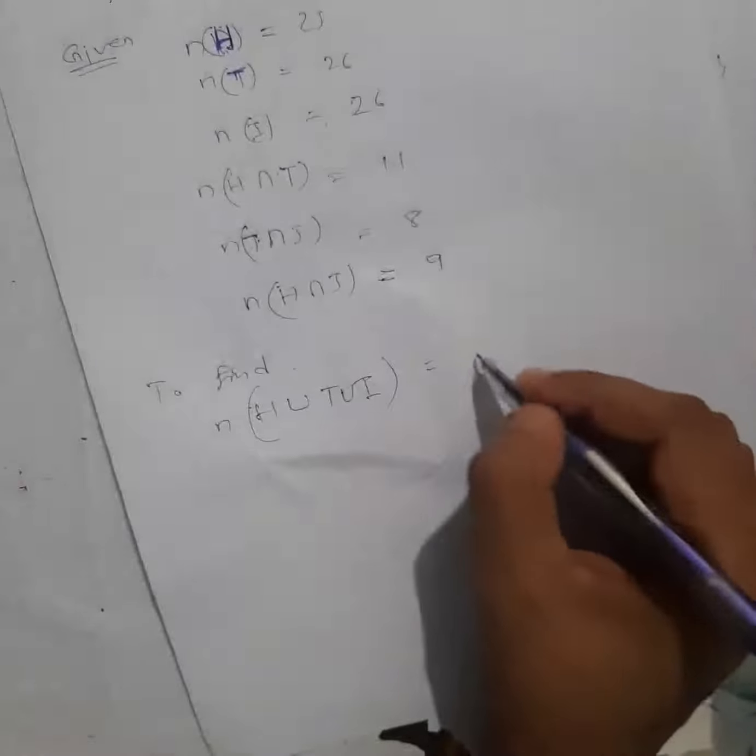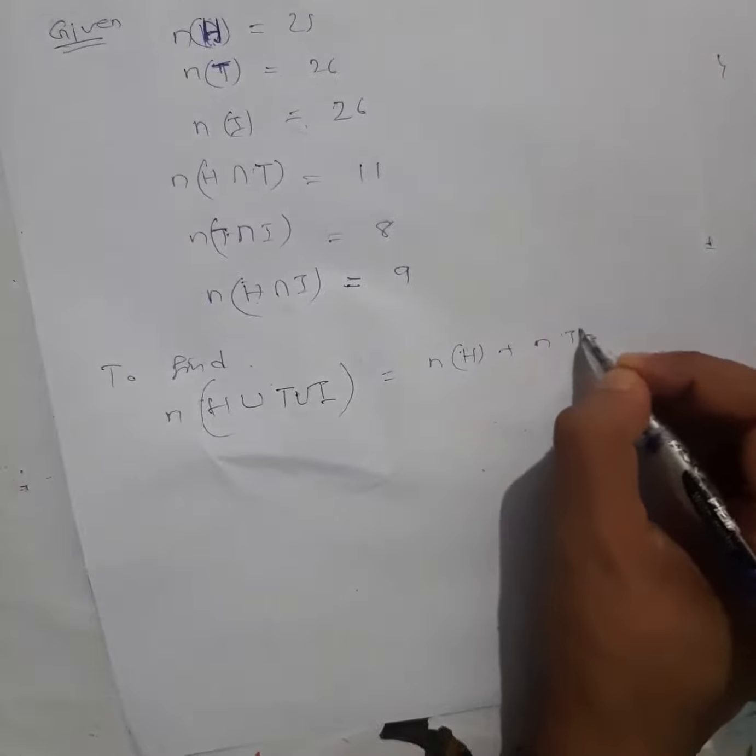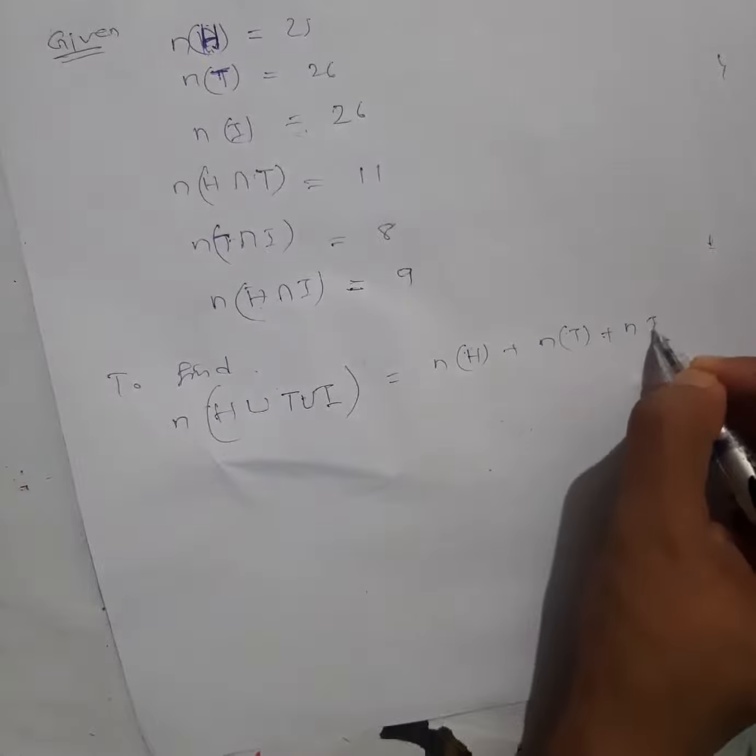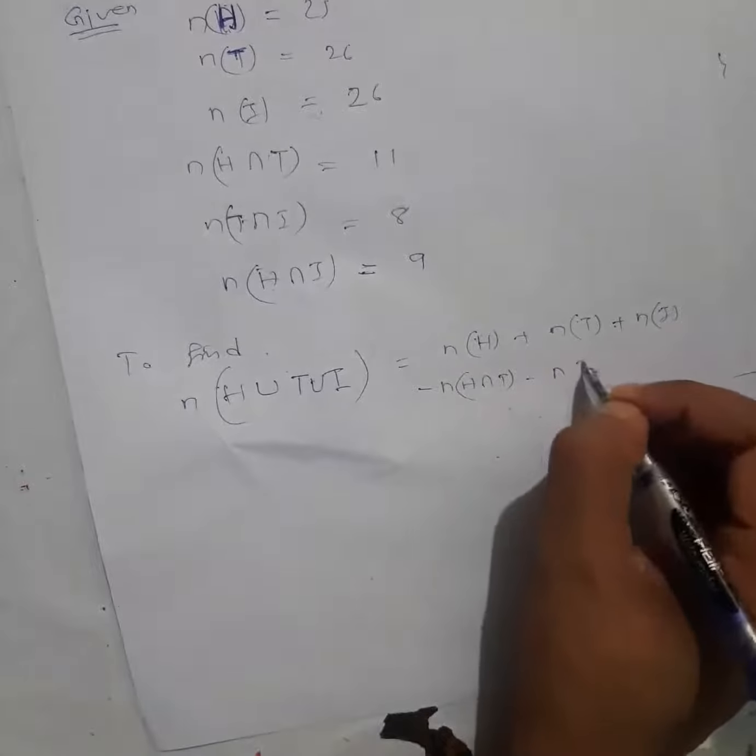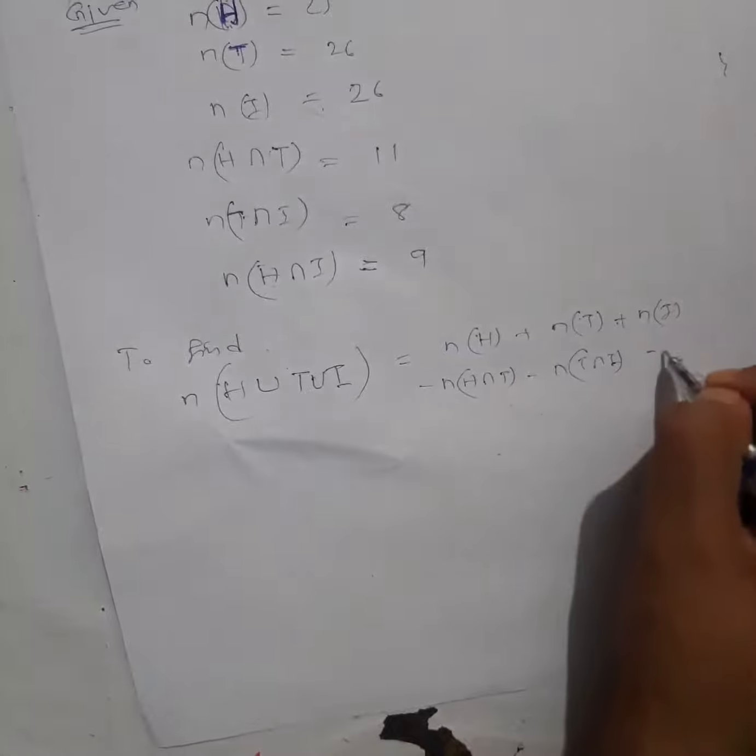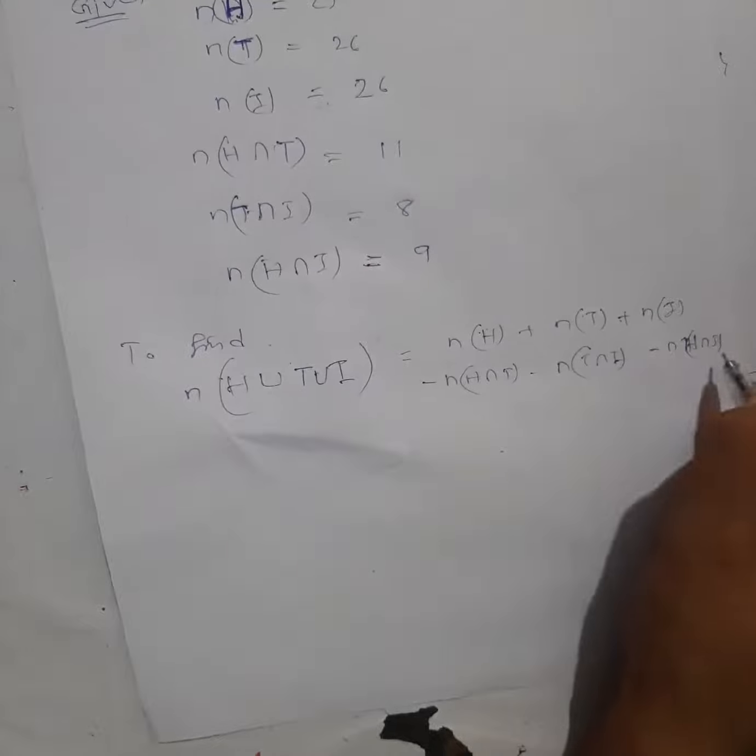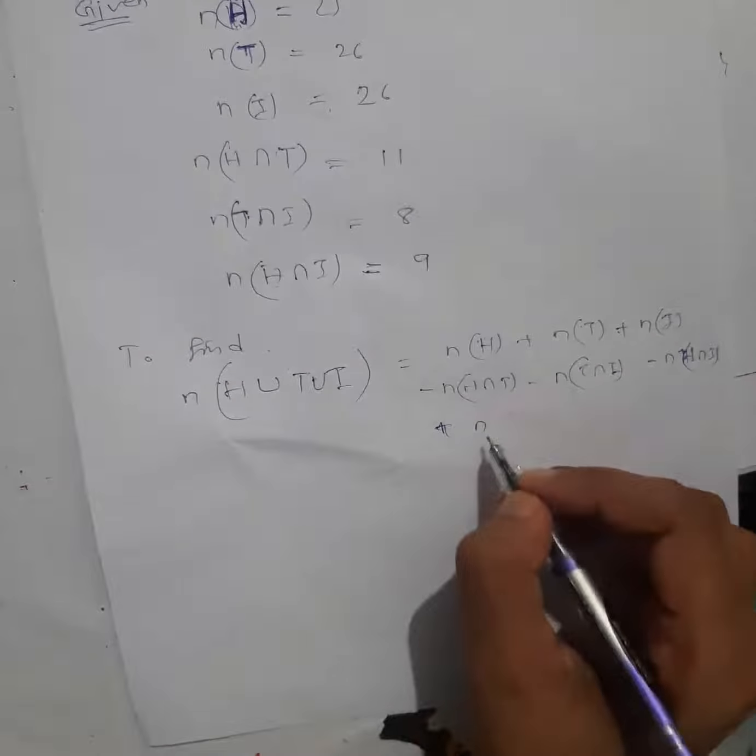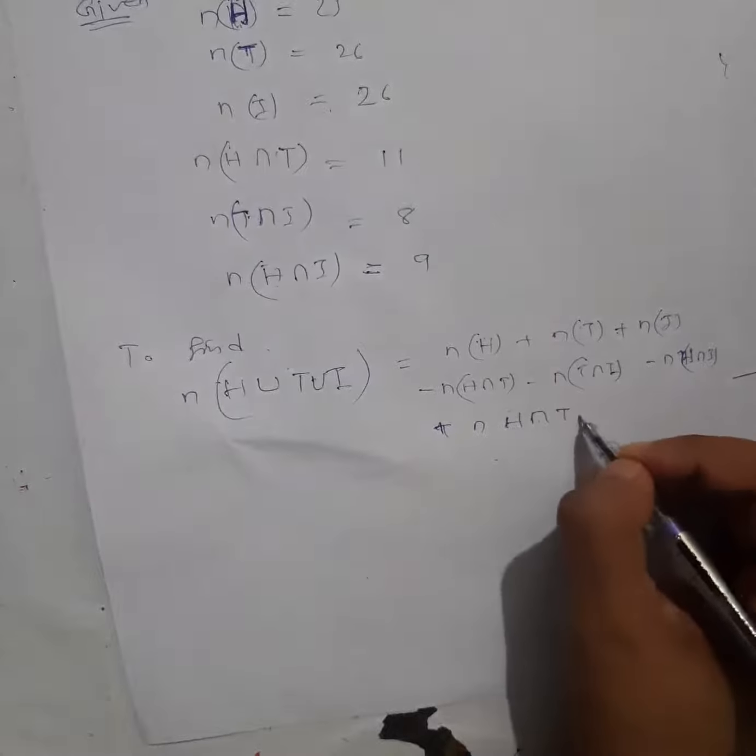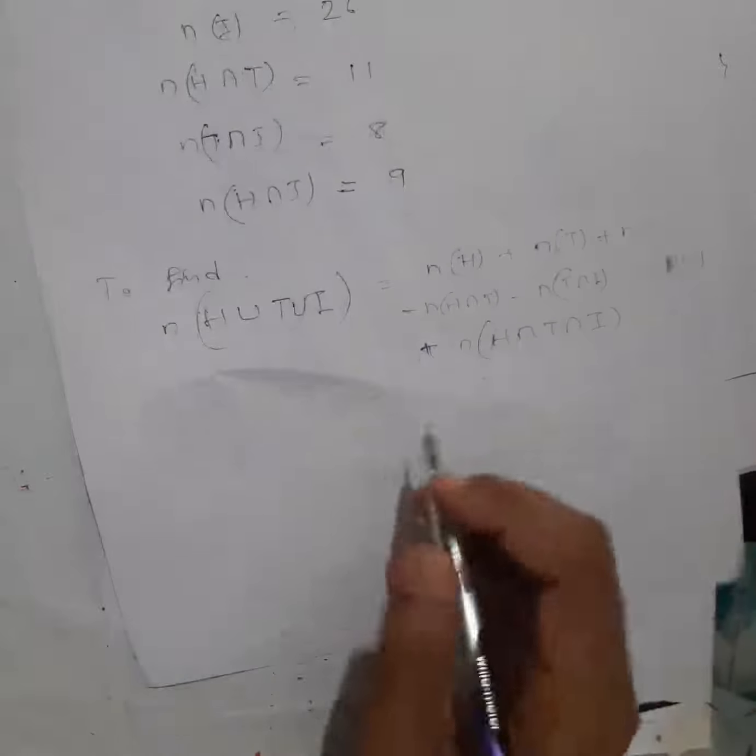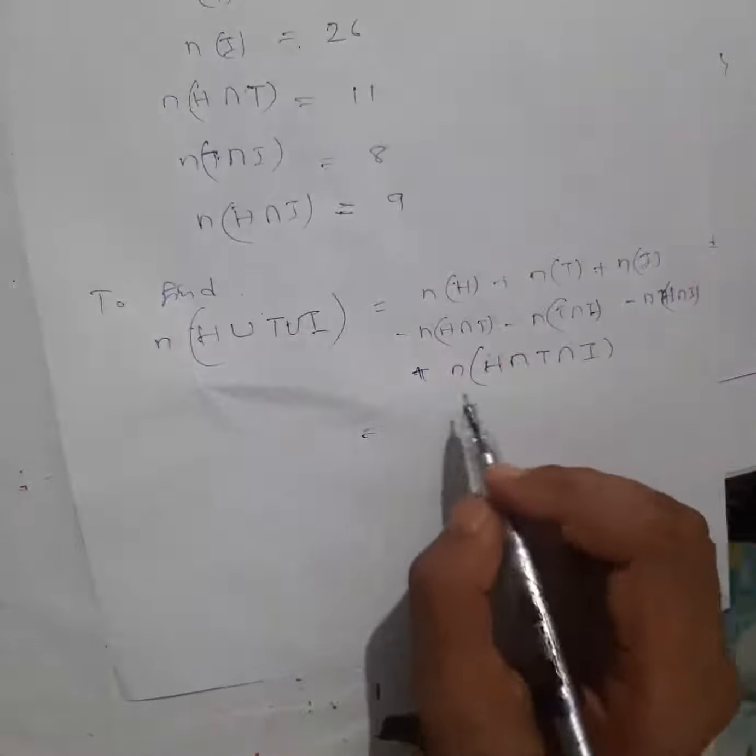So from here, you know the formula which I have explained already: plus T plus number of people who read I, minus H intersection T, minus H T intersection I, minus H intersection I, plus Y plus. Remember, if you have not seen that video, you must watch that video and try to understand how we got this formula. We can derive any formula, and this formula also we have derived from the Venn diagram only.